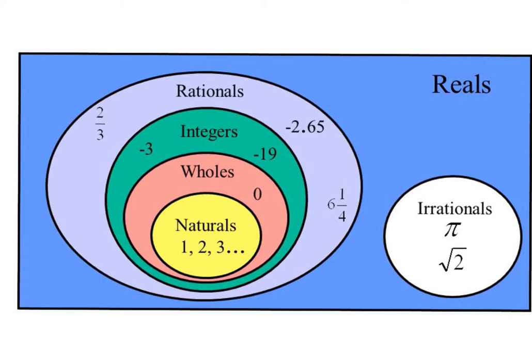In the letters, natural is just your N, and it actually does this little guy. Whole, that's your W, right? And technically you have that little line there. Integers is actually Z. All right, rational is actually Q. Irrational is I, and real is R.